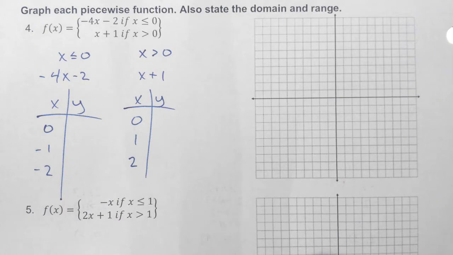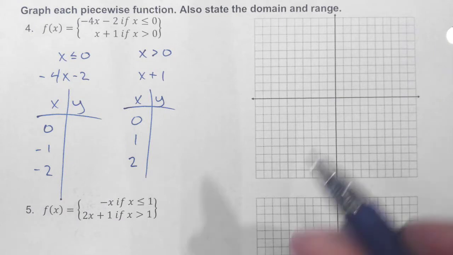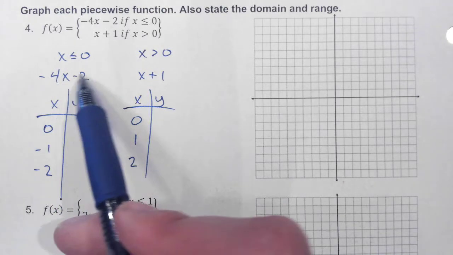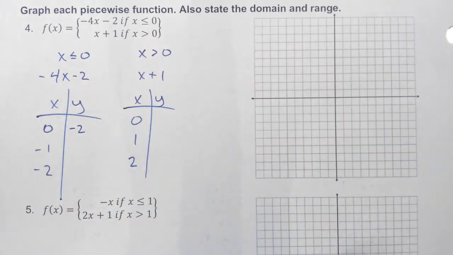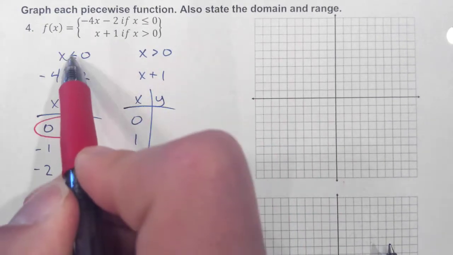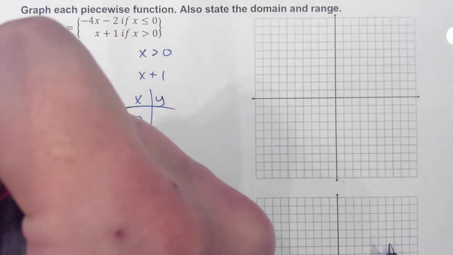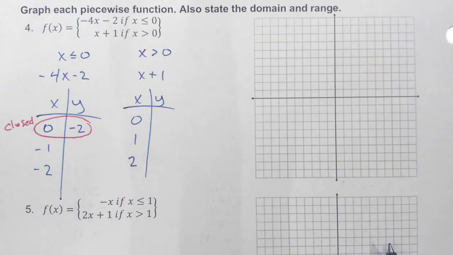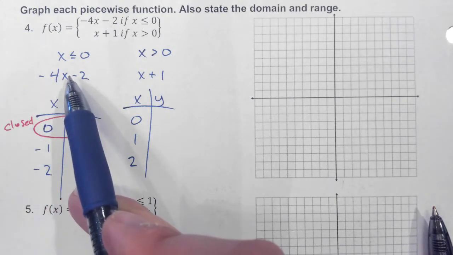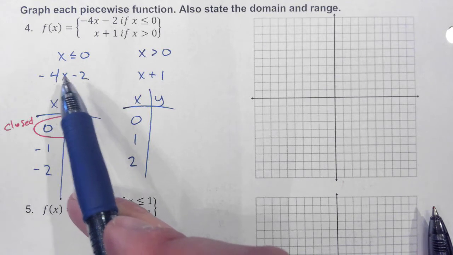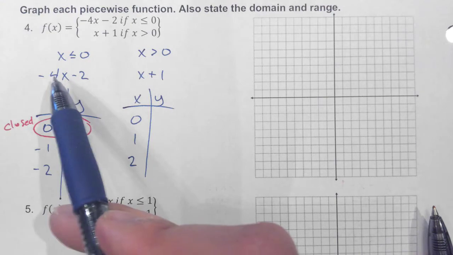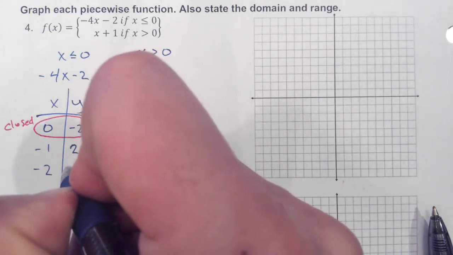And now, all I have to do is plug in to these functions. So first I'm going to plug in 0. -4 times 0 is 0. 0 minus 2 is -2. Now this one I'm going to always highlight my first point. This because I don't want to forget. That symbol means closed. Then I'm going to go ahead and fill in the other ones. -1, so -4 times -1 is +4. 4 minus 2 is 2. And I plug in -2. -4 times -2 is +8. 8 minus 2 is 6.